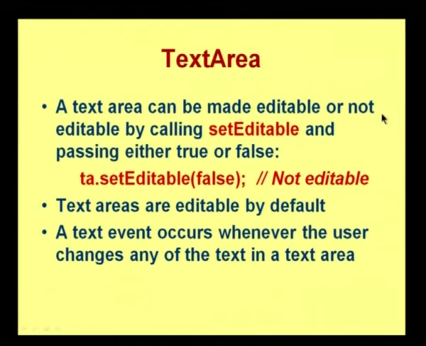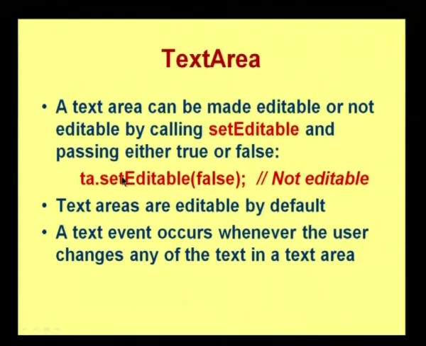A text area can be made editable or not editable by calling the setEditable method and passing either a true or false value. Text areas are editable by default. A text event occurs when the user changes any of the text in the text area. In some cases, users are not allowed to make any changes to the contents of the text area.